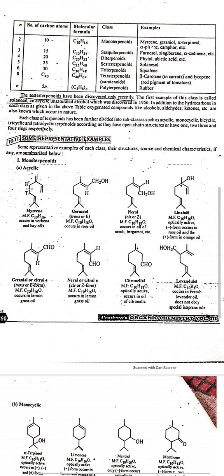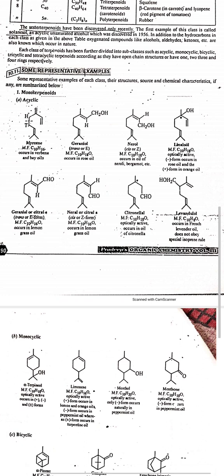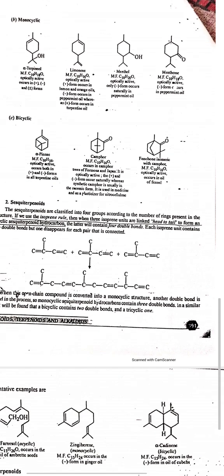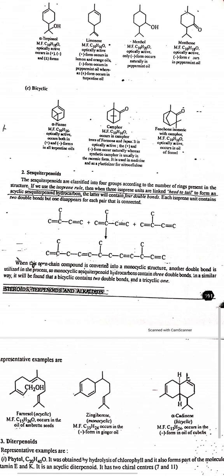10.11 Some representative examples of each class, their structure, source and chemical characteristics are summarized below. Monoterpenoids: monocyclic, bicyclic, etc. Second, sesquiterpenoids.